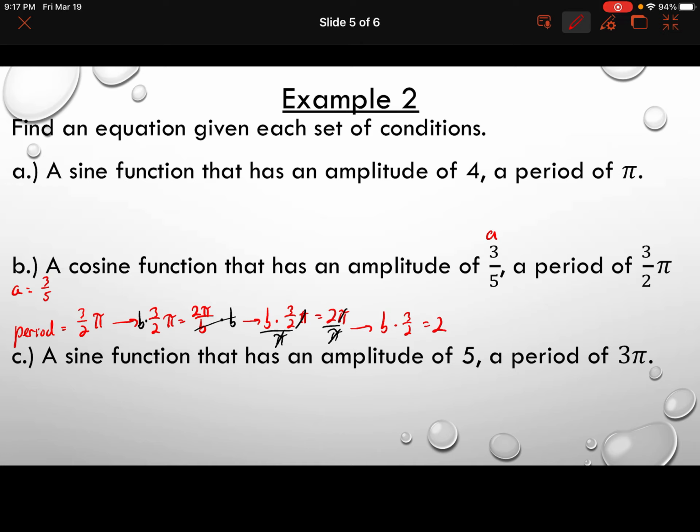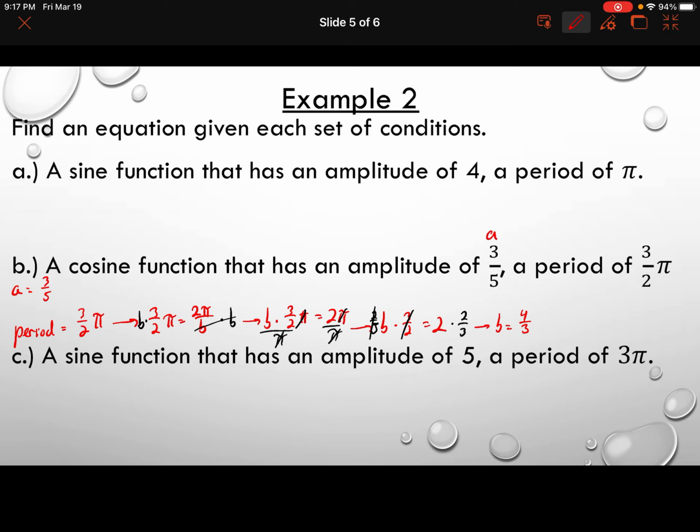Now, to get rid of 3/2, the easiest way would be to multiply both sides of the equation by the reciprocal, which is 2/3 in this case. The reciprocal of 3/2 is 2/3. By doing so, those cancel out, and we're left with b is equal to 4/3, because 2 times 2/3 is 4/3. So that's our b value.